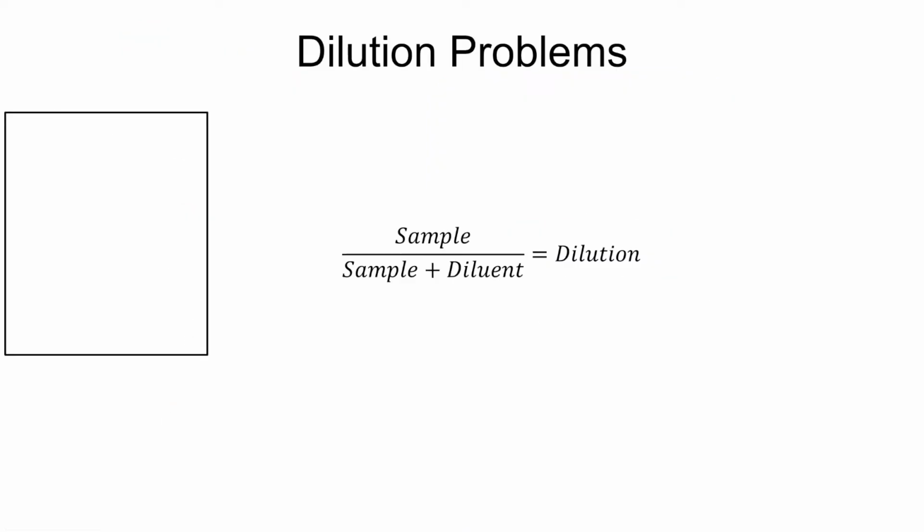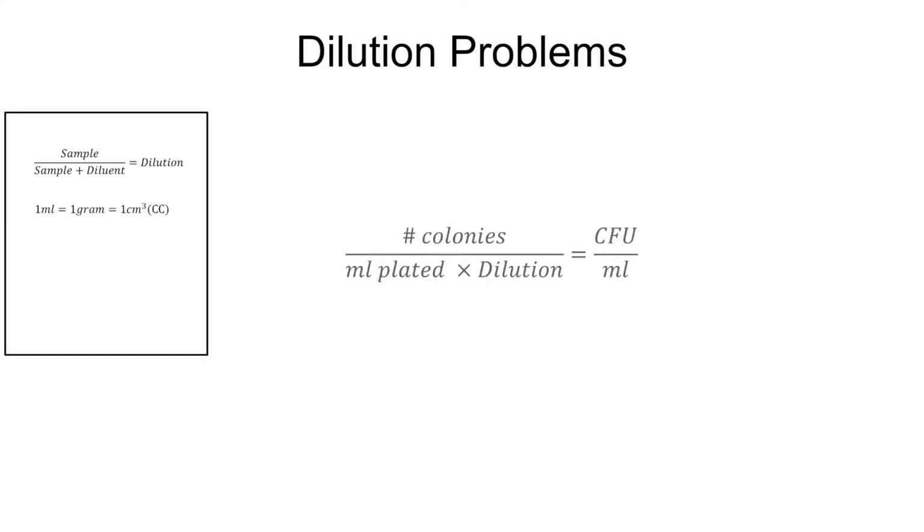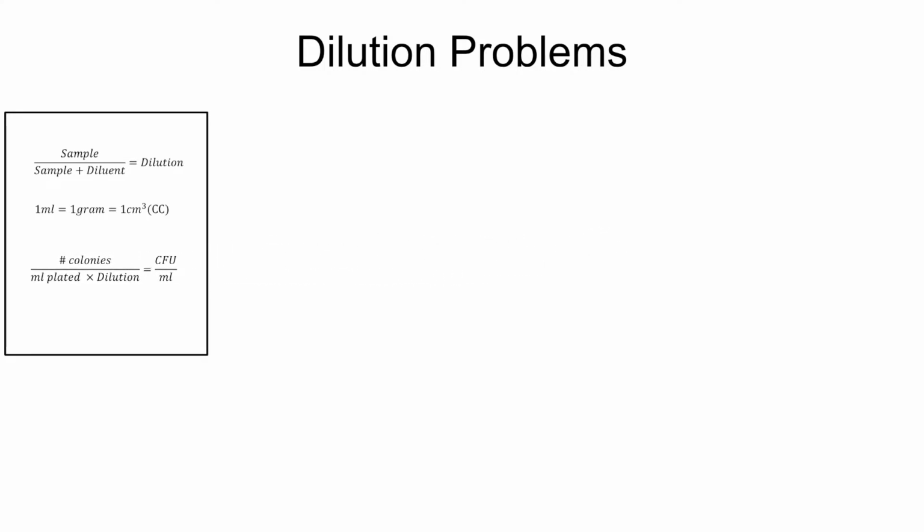There are some important equations that you guys do need to know. The first one is for calculating dilution. It's a pretty simple one. It's the amount of sample divided by amount of sample plus diluent. The next one is 1 mil is the same thing as 1 gram, which is the same thing as 1 cubic centimeter. It's also considered cc, which you'll probably hear in a healthcare context more often, but cc just stands for cubic centimeter. Lastly, you should know what the CFU per mil calculation is. It's the number of colonies divided by the mils plated times the dilution.